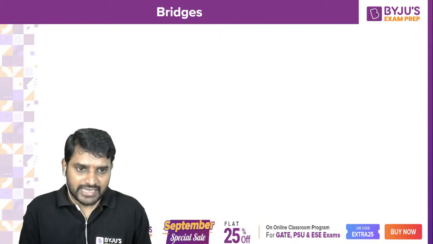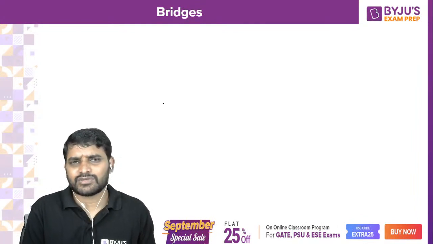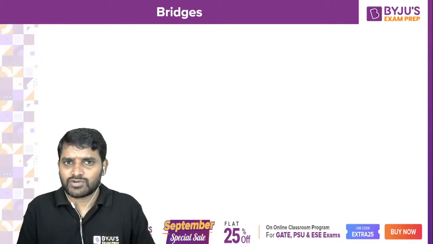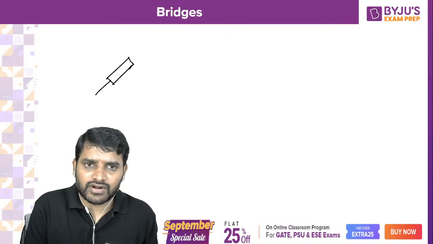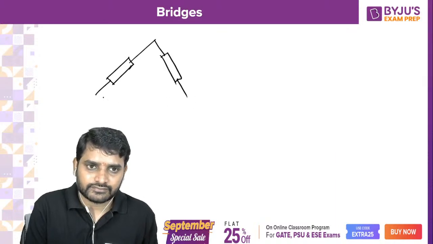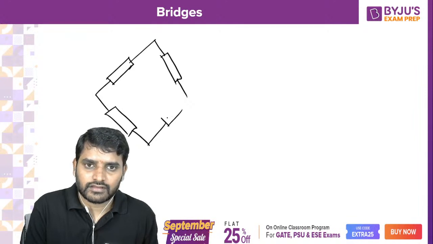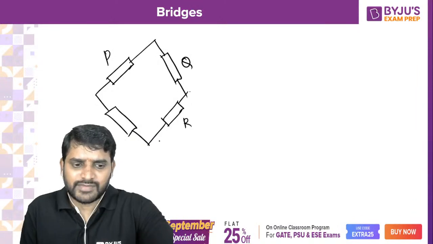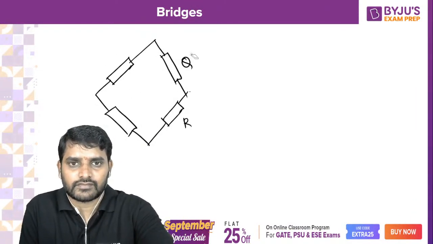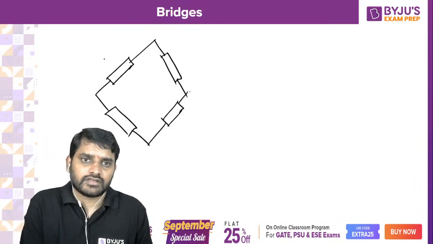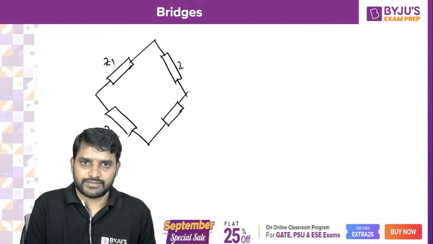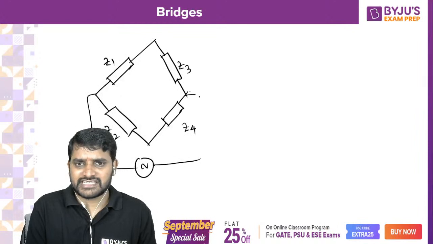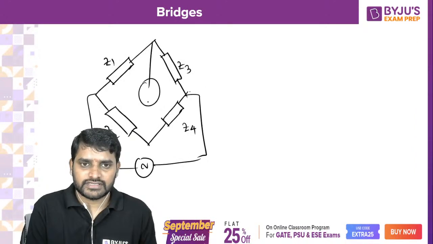Let's look into the bridges. There are so many bridges, you know. The only thing you need to remember, whether it is going to be DC bridge or AC bridge, is that opposite arm product must be equal. Let me mention this as Z1, Z2, Z3, Z4, with maybe AC supply or DC supply, and you are going to give the detector.